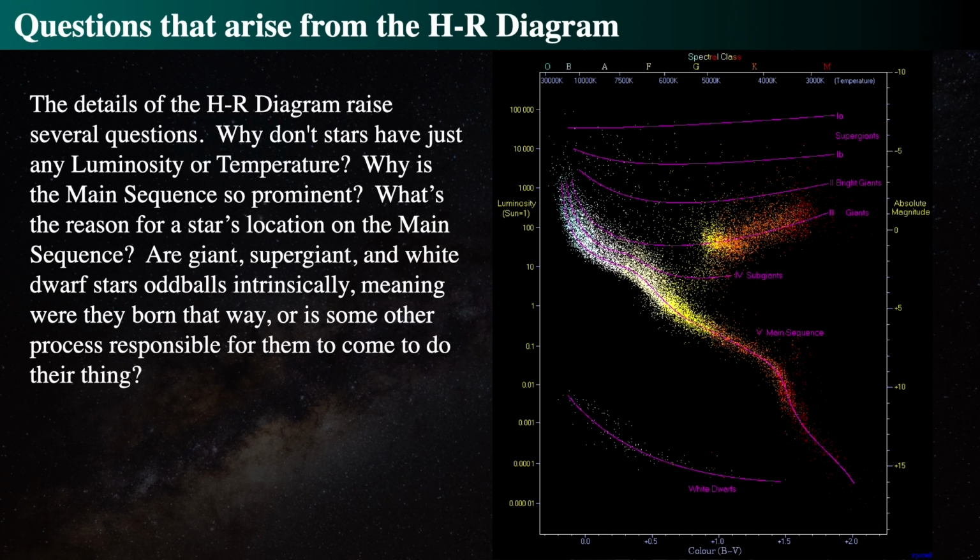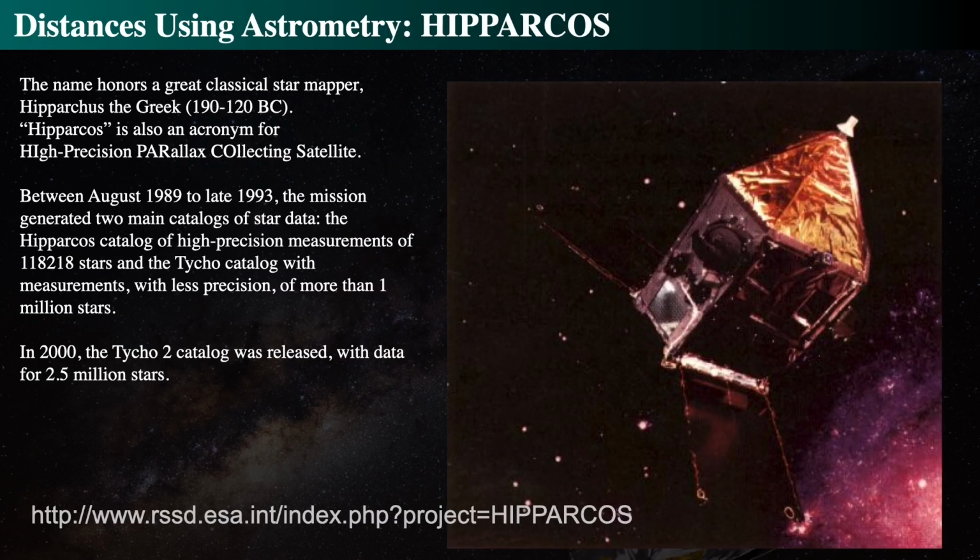But the most interesting thing is, why don't they have just any old luminosity or temperature? Why do they fall on this main sequence? Why are giants giants? Why are white dwarfs white dwarfs? Why are they this way? Why isn't it a scatter diagram? Why isn't it static all over the place? That's the big question. That's the central question for astrophysics.